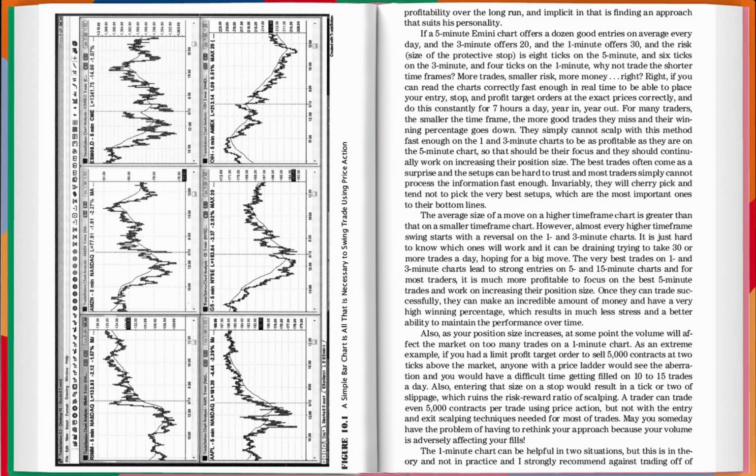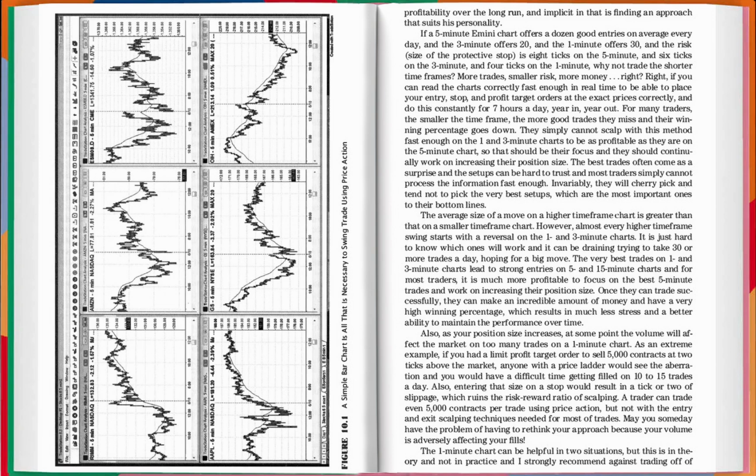If a 5-minute E-mini chart offers a dozen good entries on average every day, and the 3-minute offers 20, and the 1-minute offers 30, and the risk size of the protective stop is 8 ticks on the 5-minute, and 6 ticks on the 3-minute, and 4 ticks on the 1-minute, why not trade the shorter time frames? More trades, smaller risk, more money.